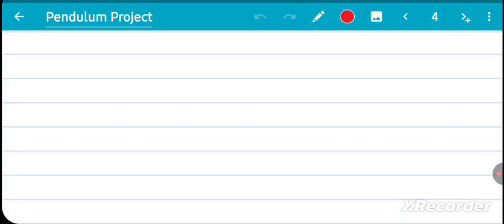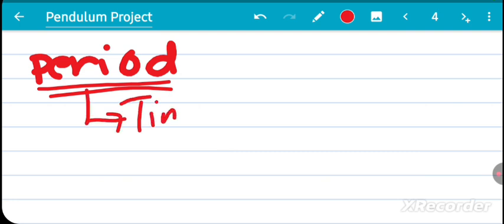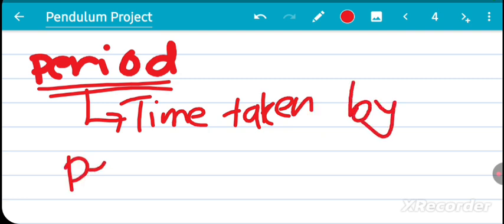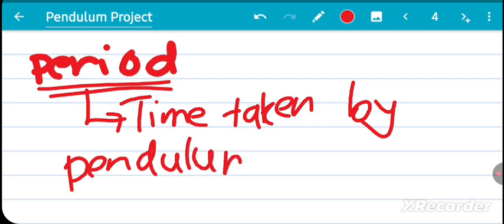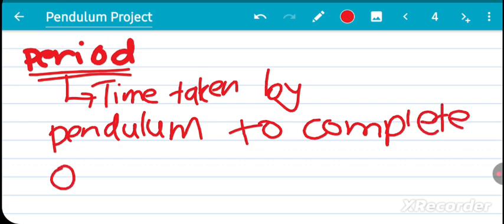We go on to say the time taken. So the research task mentioned the period, so we have to talk about the period under the theoretical background. So the period, what is the period? Well, the time taken. Period refers to the time taken by a pendulum to complete one oscillation.